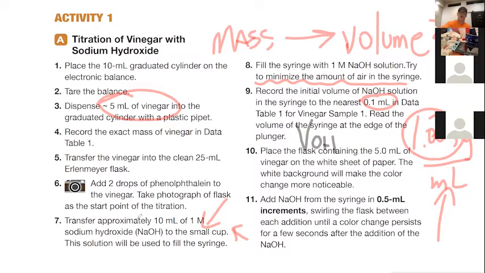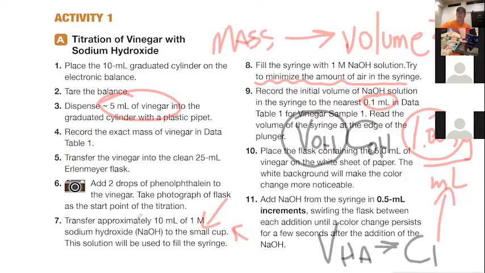So now we're going to have the volume of hydroxide. We'll have the concentration of hydroxide. We'll have the volume of acid. And then we use that to calculate the concentration of the acid.